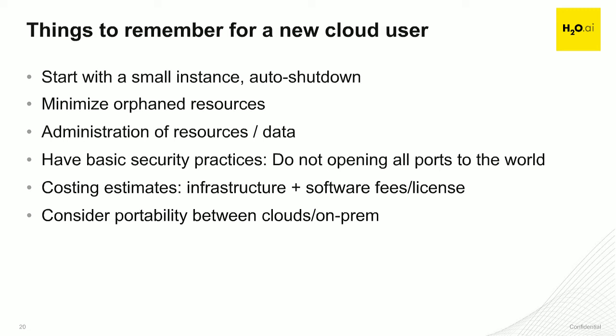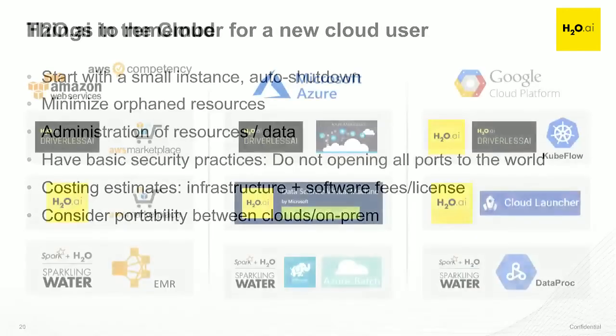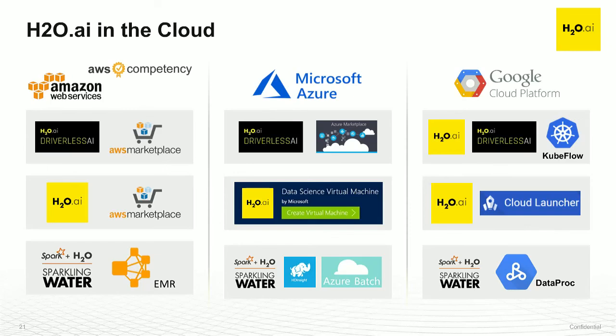You don't have to worry about, hey, am I painting myself into a corner by choosing to run a trial run on one cloud? You don't have to worry about that when you're using H2O's products, because it's completely portable across clouds and on-prem, or even on your laptop, right? So those are some things to remember when you are evaluating or just starting up with running a workload on the cloud.